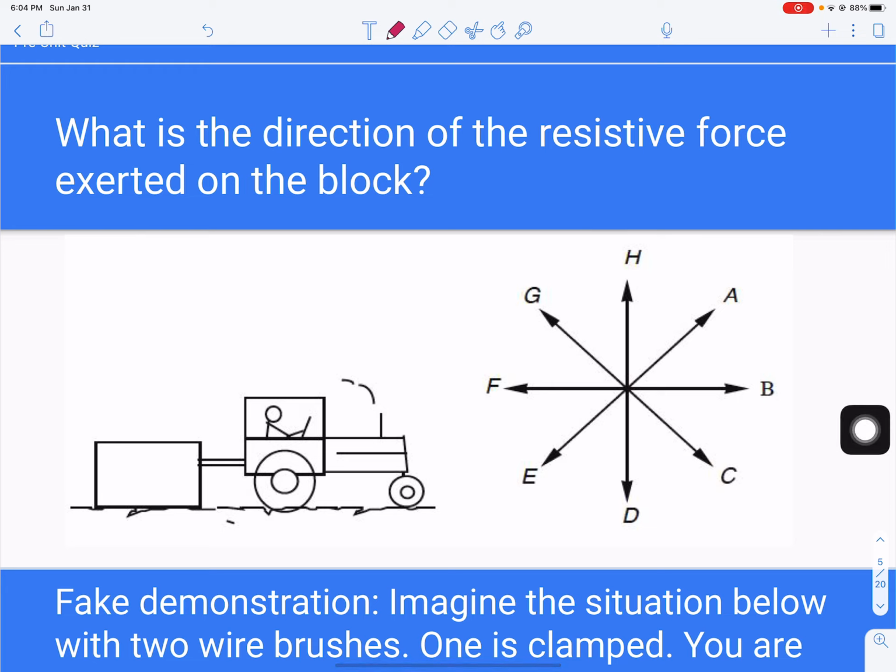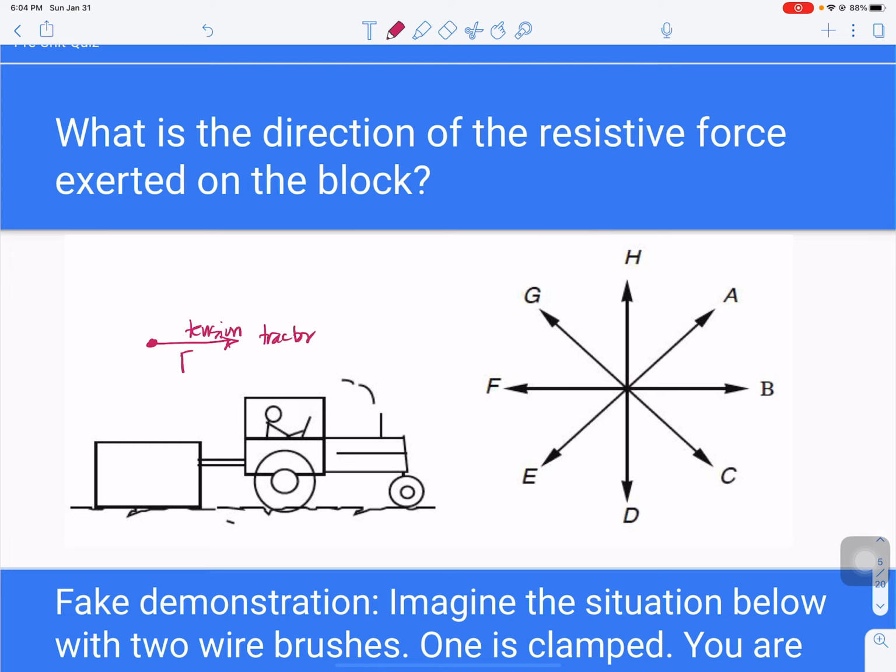Okay, so the first thing that we want to do is think about what is the direction of the resistive force exerted on the block. We've got the tractor pulling it one way, and we've got a resistive force also acting on it. So which letter shows what direction the resistive force is going? It should be F. We know that the tractor is pulling forward, so we've got a tension force by the tractor pulling it forwards.